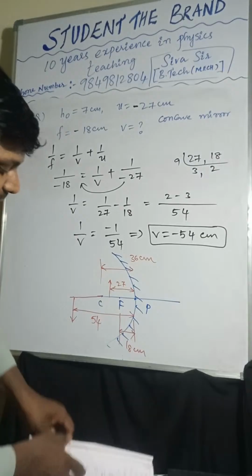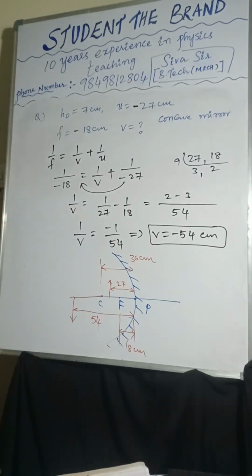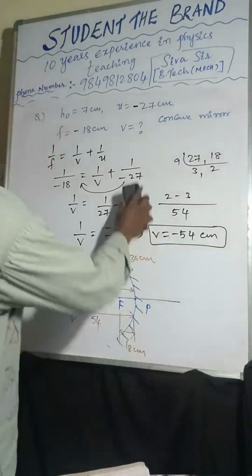Okay, that's enough, so that we can try. Next one, I'm going to the next problem. An object height is given, placed at a distance of 9 centimeter. Object distance is given for a concave mirror, and focal length is also given. We have to calculate the position of the image. Okay, we can go with that.